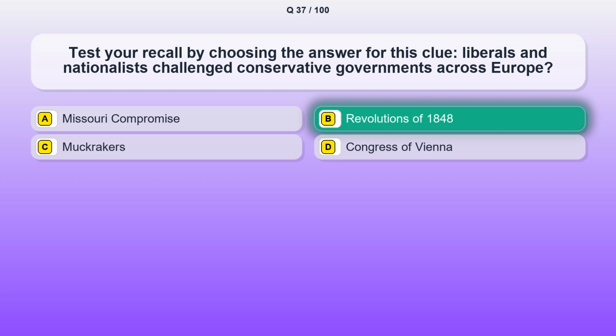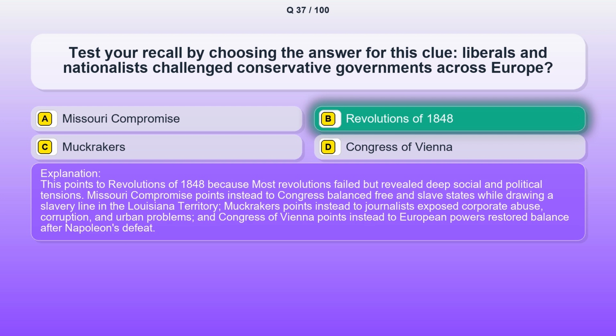The correct answer is option B, Revolutions of 1848. This points to Revolutions of 1848 because most revolutions failed but revealed deep social and political tensions. Missouri Compromise points instead to Congress balanced free and slave states while drawing a slavery line in the Louisiana Territory. Muckrakers points instead to journalists exposed corporate abuse, corruption, and urban problems, and Congress of Vienna points instead to European powers restored balance after Napoleon's defeat.